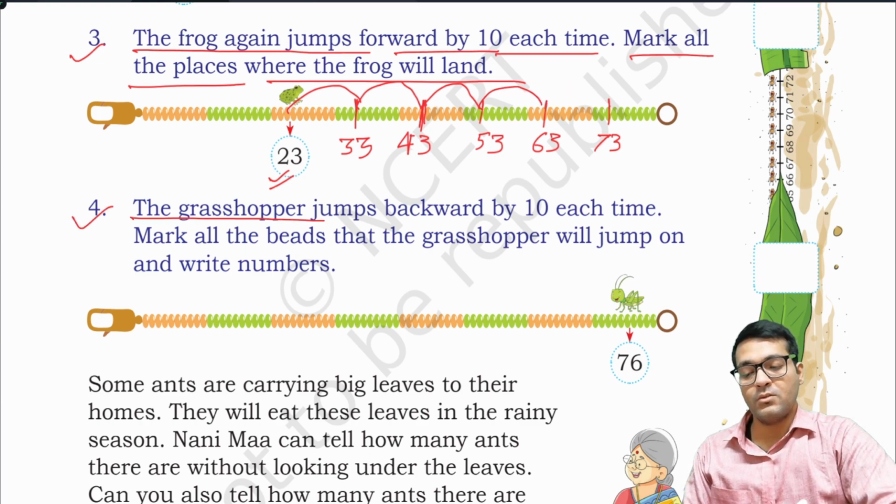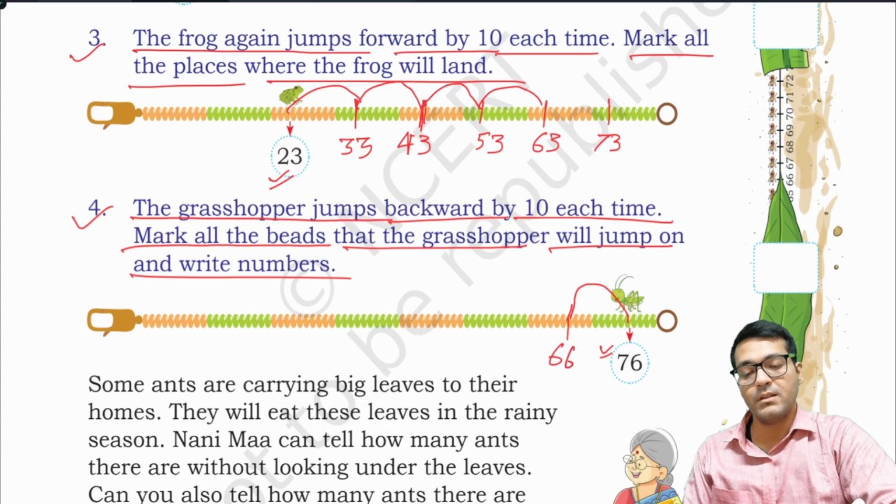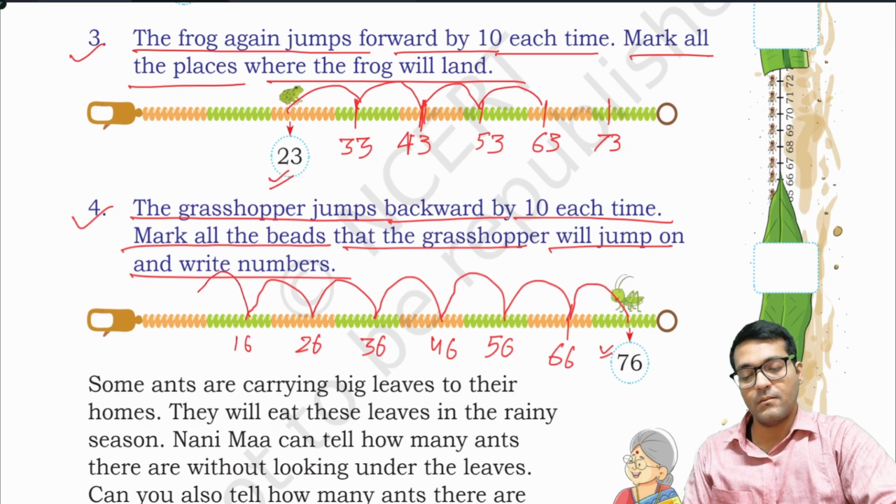4. The grasshopper jumps backward by 10 each time. Mark all the beads that the grasshopper will jump on and write the numbers. The grasshopper is at 76. He is jumping in the backward direction. That means he will be at 66, then 56, then 46, then 36, then 26, then 16, then 6.